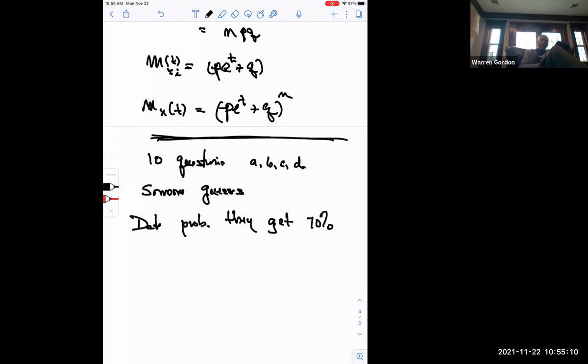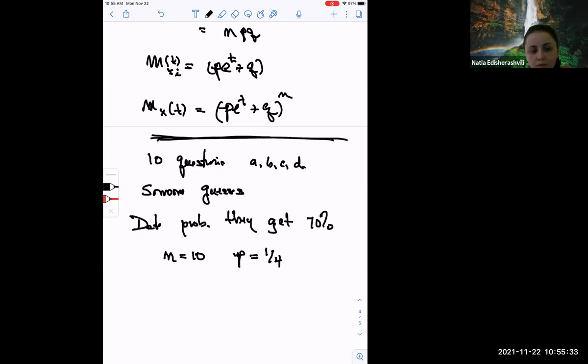Notice in this problem, n is 10. If I guess right, that's success. If I guess wrong, that's failure. Okay. The probability of guessing right on any problem is, there are 4 choices, 1 out of 4, all right?